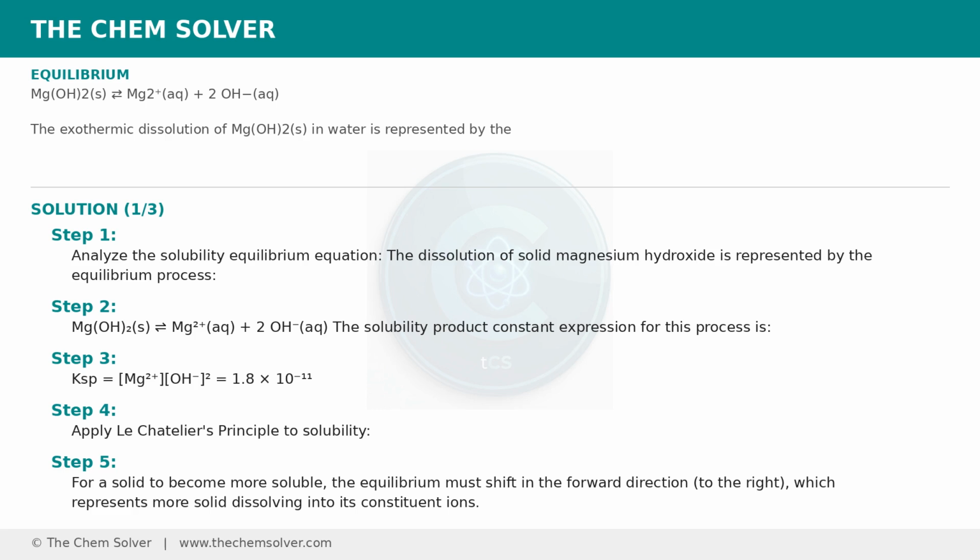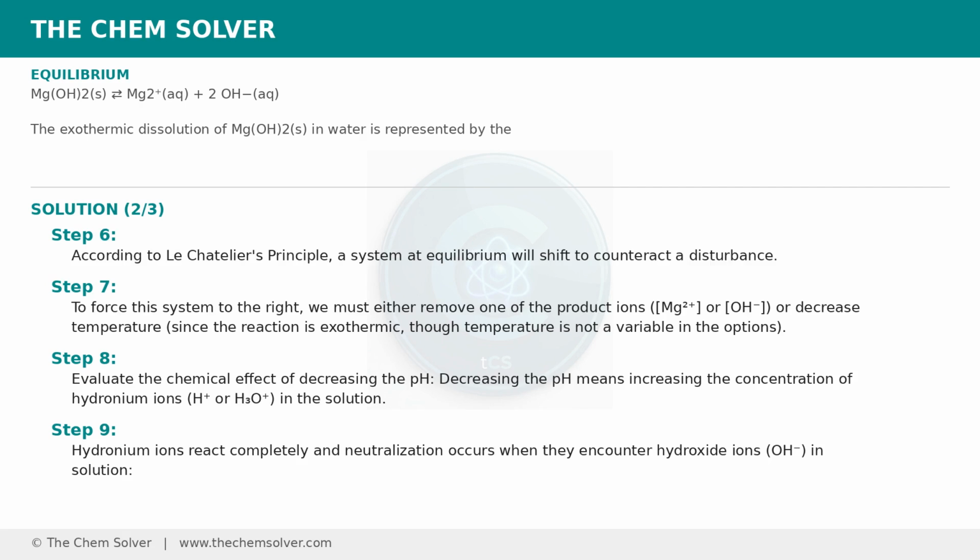Apply Le Chatelier's principle to solubility. For a solid to become more soluble, the equilibrium must shift in the forward direction to the right, which represents more solid dissolving into its constituent ions. According to Le Chatelier's principle, a system at equilibrium will shift to counteract a disturbance.